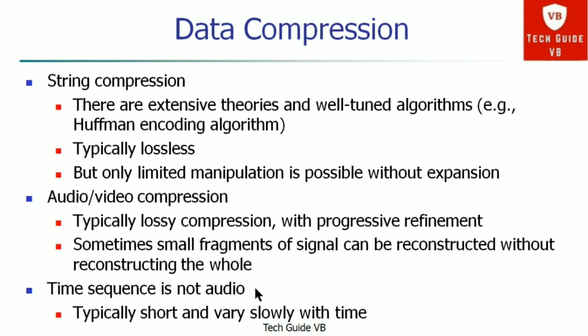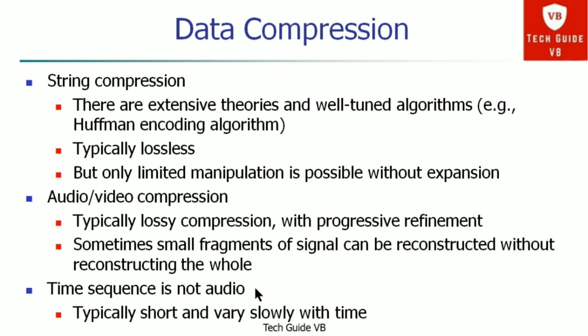For string compression, there are extensive theories and well-tuned algorithms, that is the Huffman encoding algorithm, which is very popular for encoding operations or string compression. Typically it is lossless, but only limited manipulation is possible without expansion. These are some of the advantages and disadvantages, with an example of how we can do string compression. Then the next part is audio or video compression.